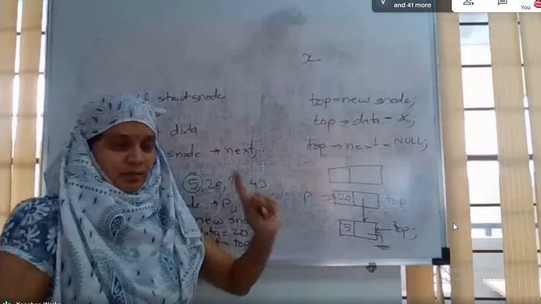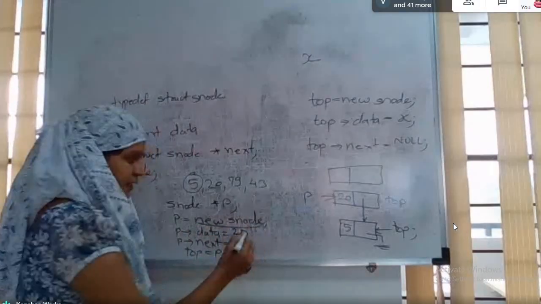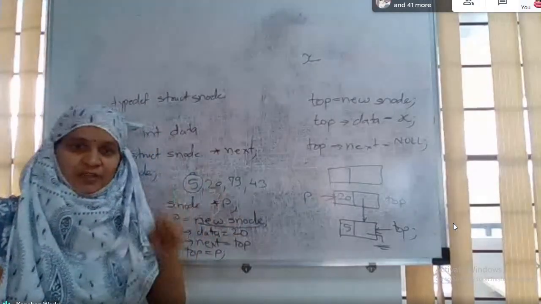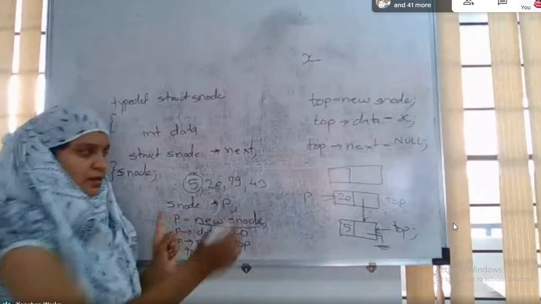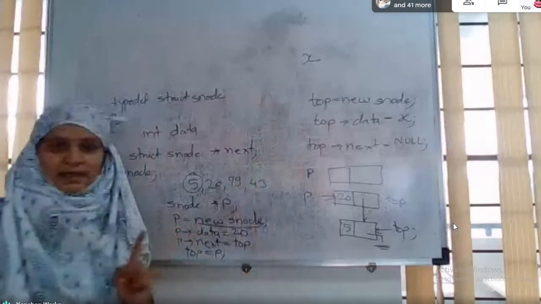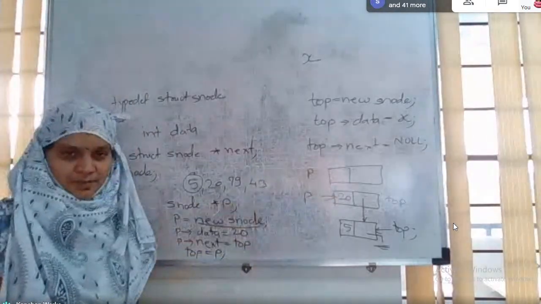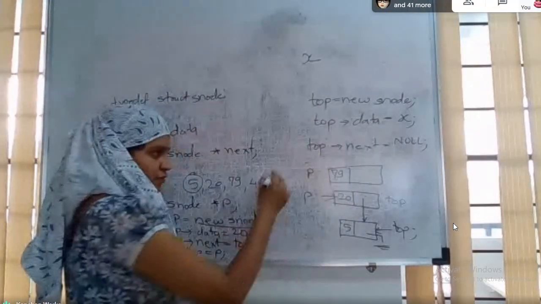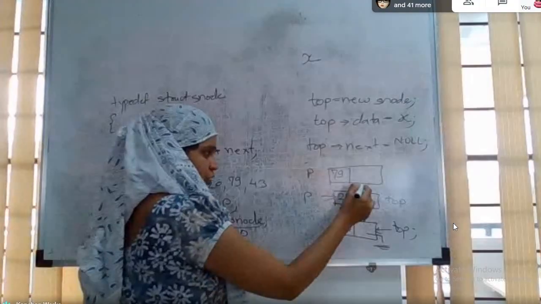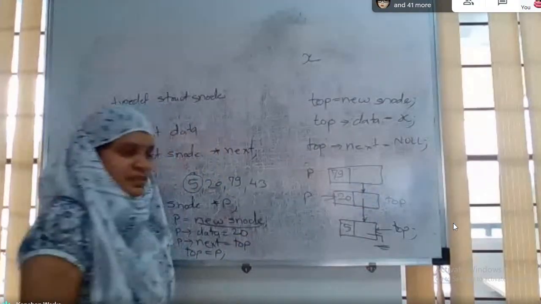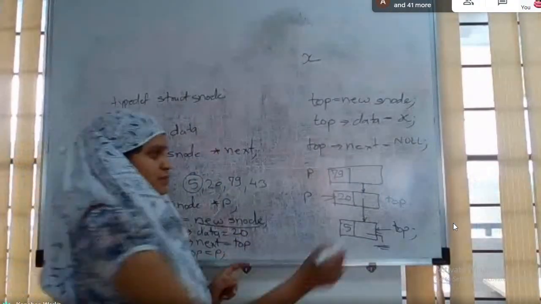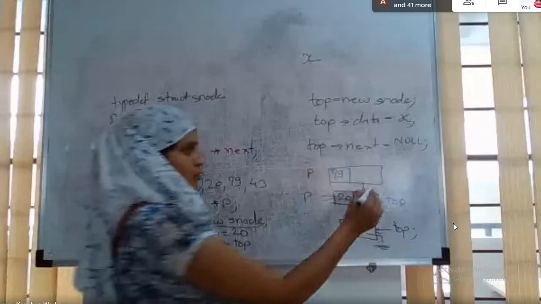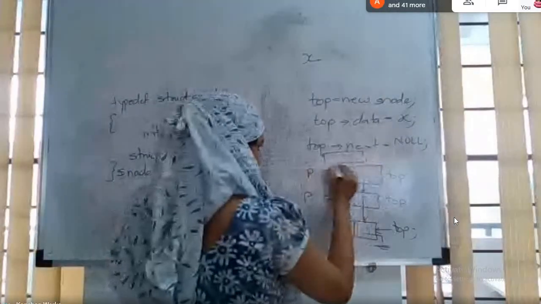P will, before this, new node will be created. And now address of that new node will be held in P. So now P, indirectly we can say that P will point here. Then we'll insert the data. Again P of next equal to top. Now this is my top. So P of next is top means this link will be created. And top equals P. One more node is there.